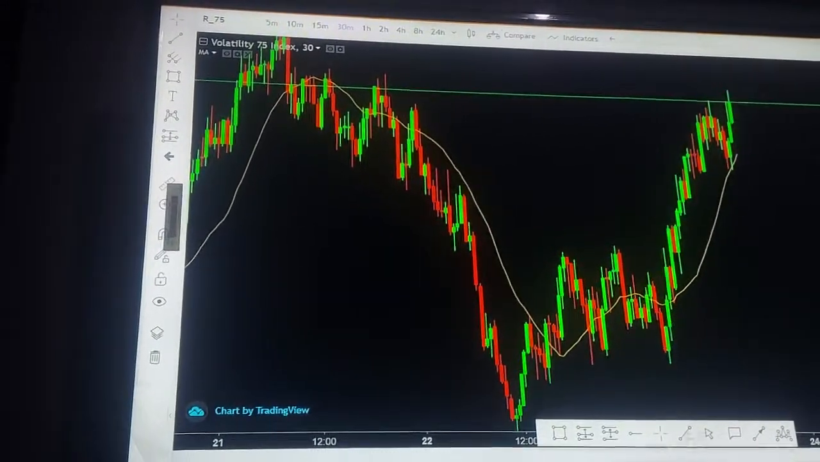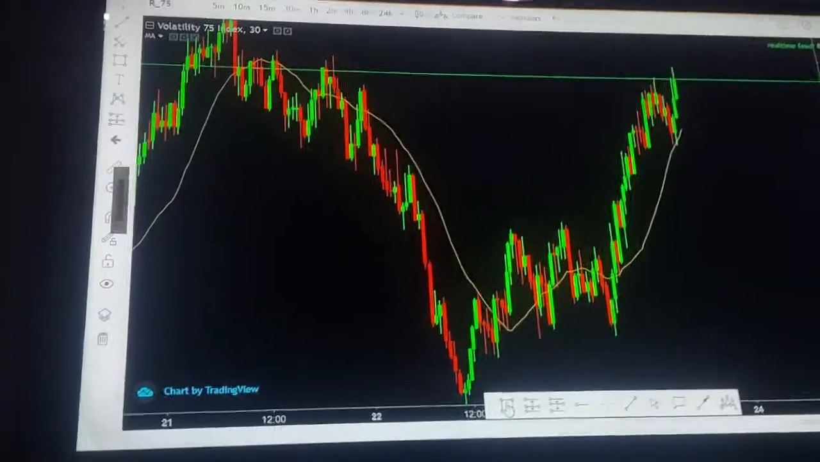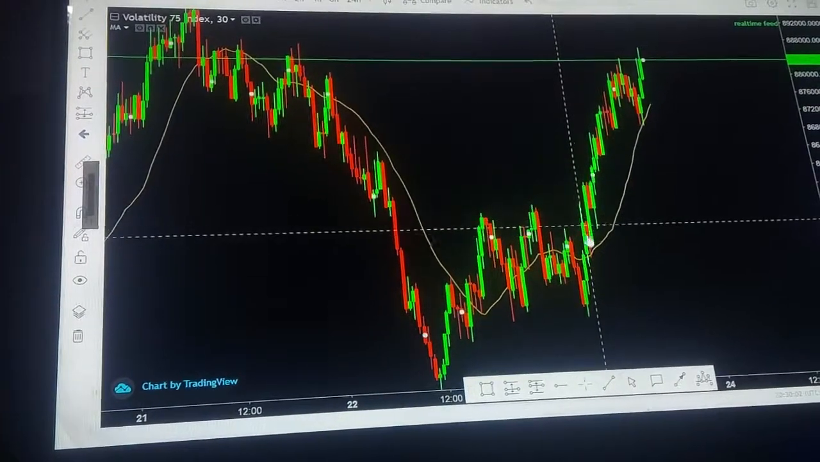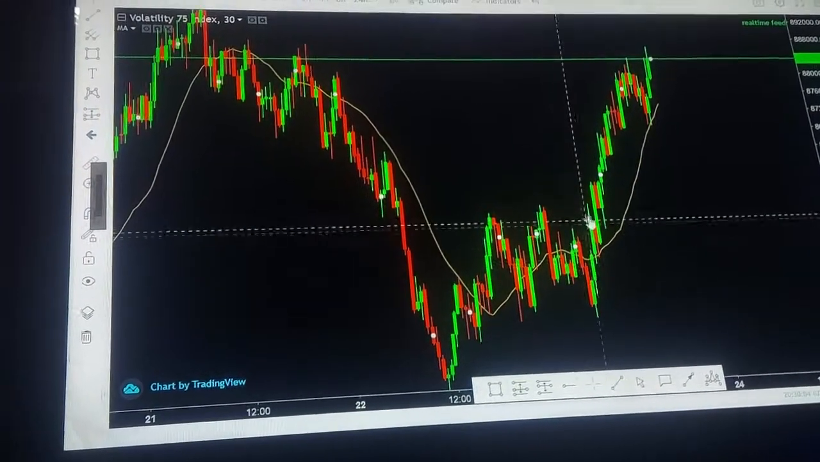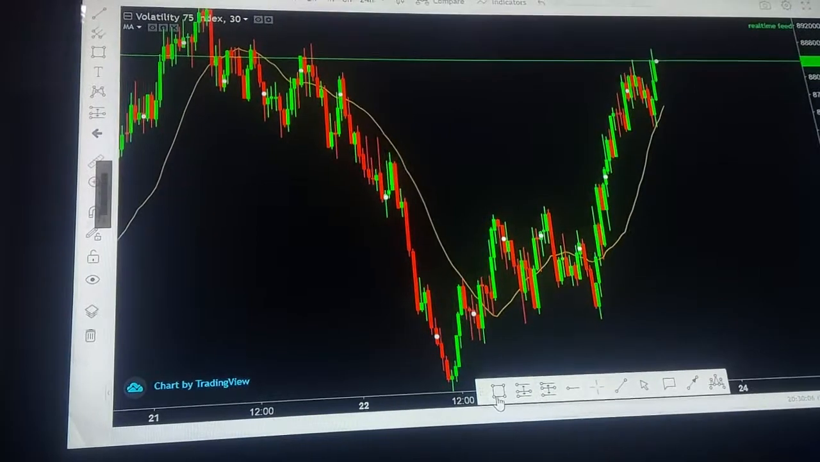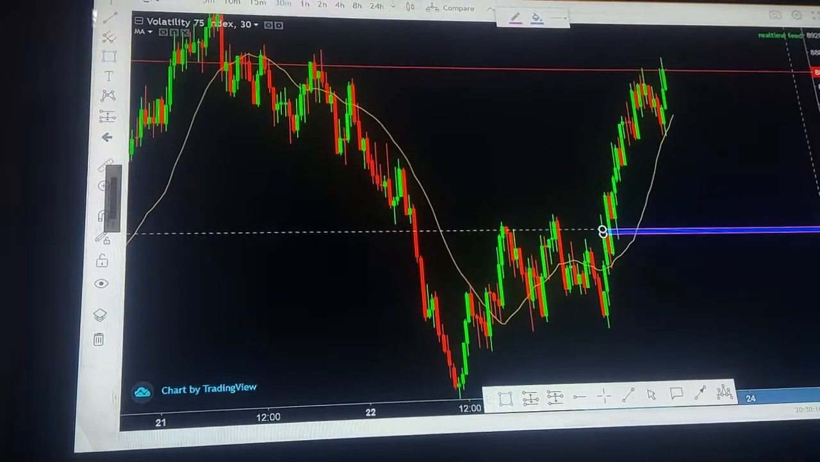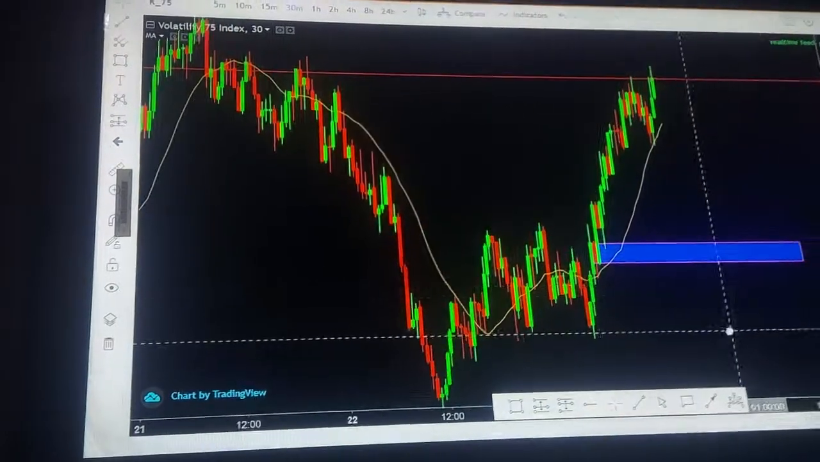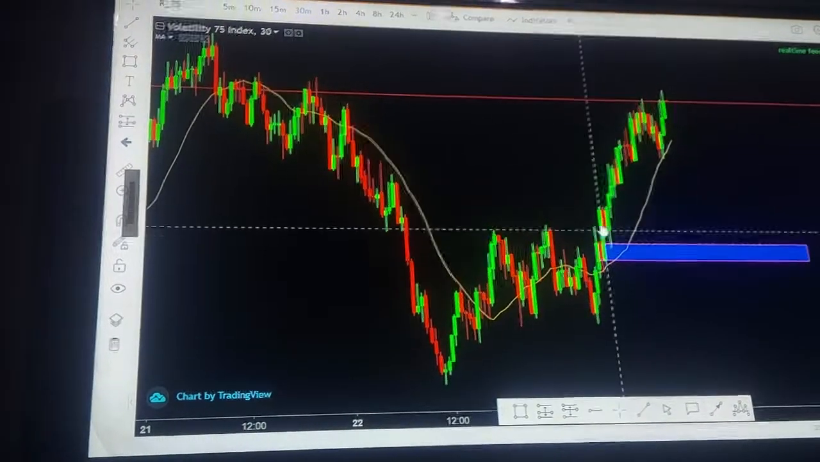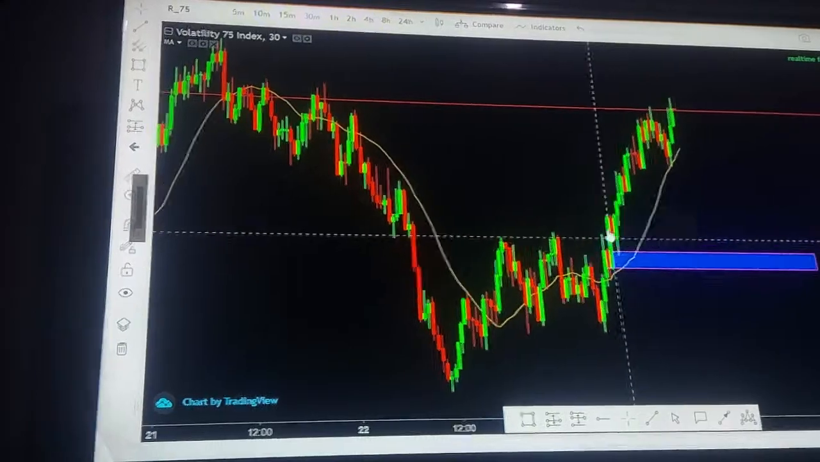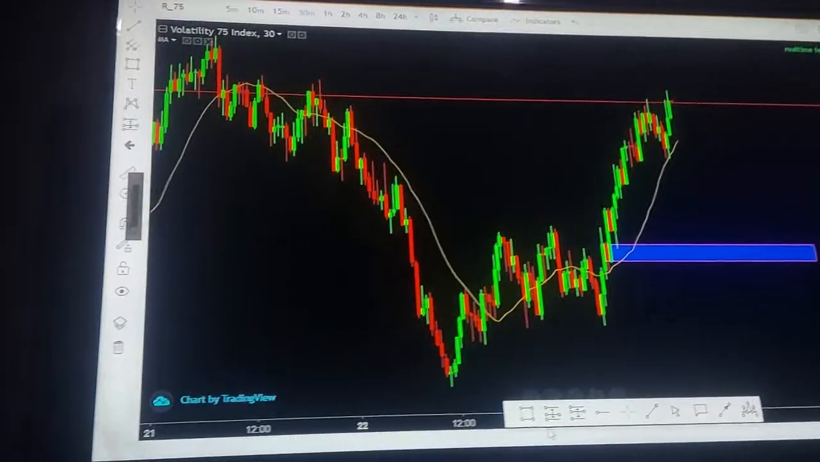Then what happened? A block order was formed exactly on top of this moving average. I waited for the next candle to form and close above this block. Then I entered my market.